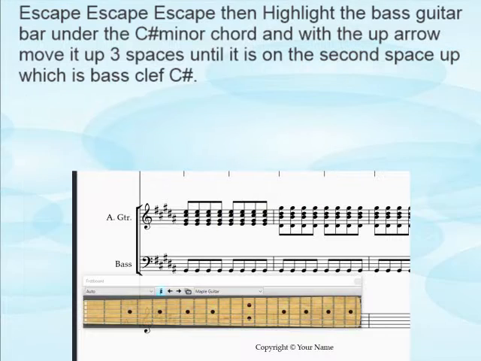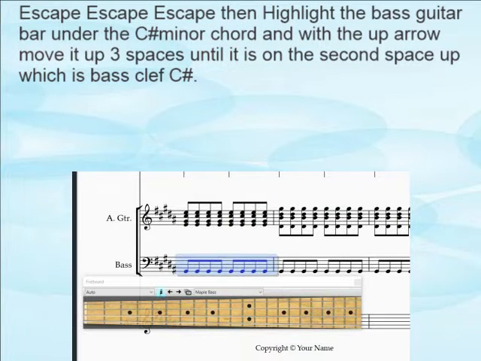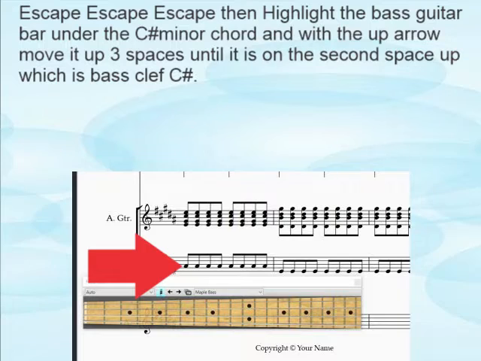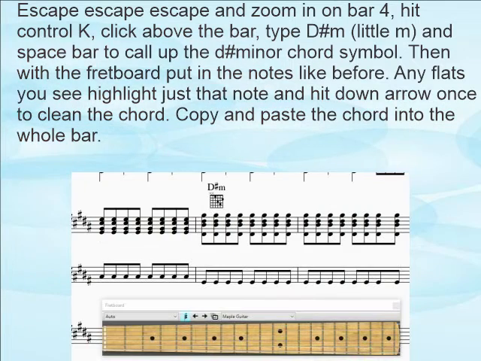Escape, escape, escape, then highlight the bass guitar bar under C sharp minor chord, and with the up arrow move it up 3 spaces until it is on the second space up, which is the bass clef C sharp. Escape, escape, escape, and zoom in on bar 4.